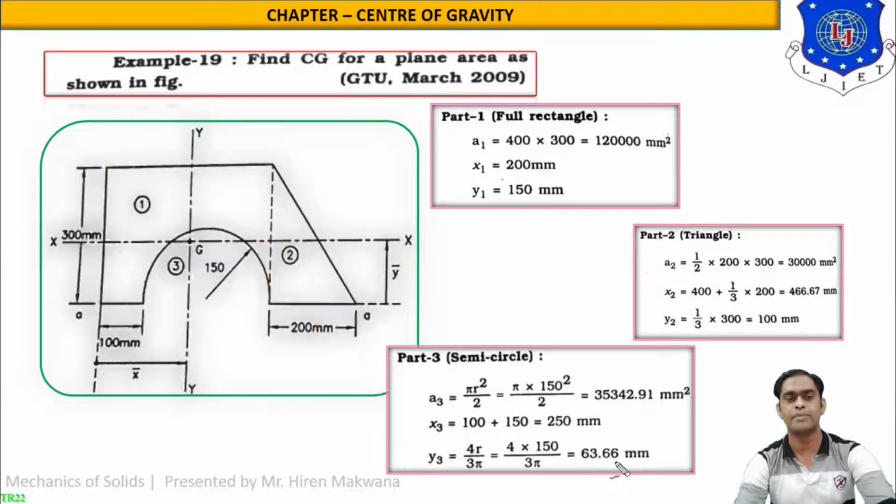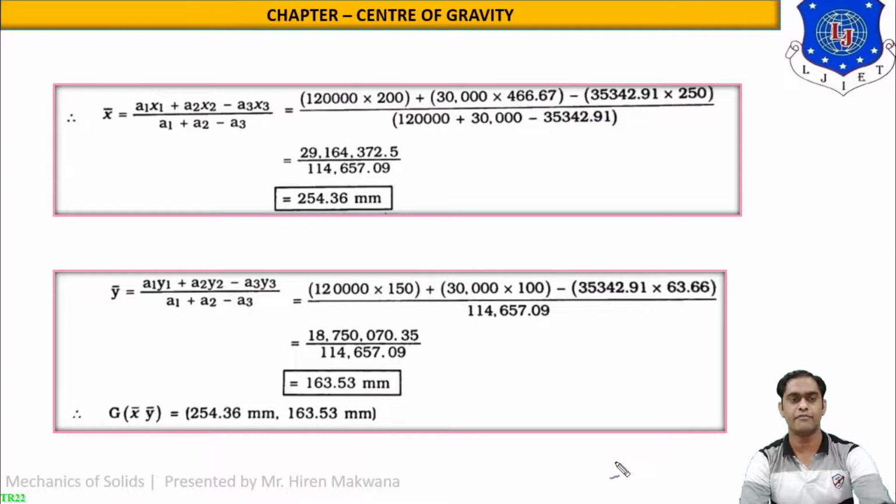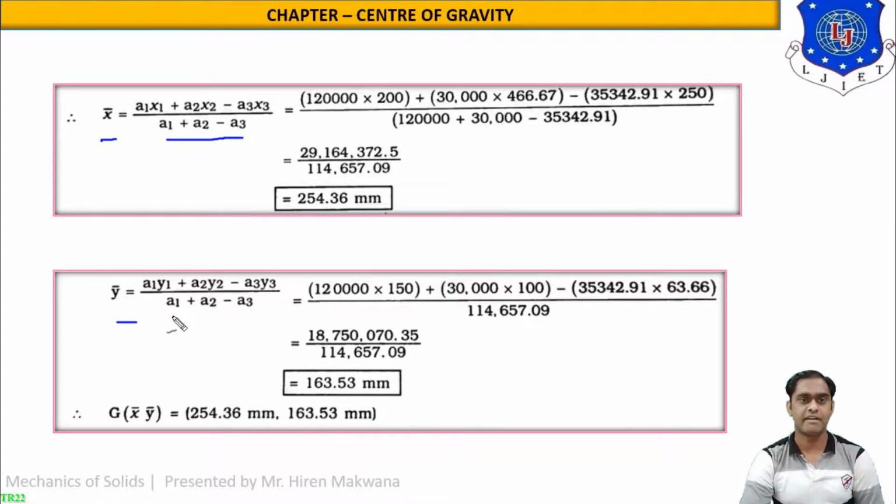Now you have to replace this into the main formulas. Our formulas are x bar and y bar. a1 x1 plus a2 x2 minus a3 x3, upon a1 plus a2 minus a3. Similarly, for the y bar it is a1 y1 plus a2 y2 minus a3 y3 upon a1 plus a2 minus a3. In both the formulas, remember that part 3 is subtracted from the figure. As the part 3 is semicircle, so it is subtracted from the figure, so that's why it is negative.